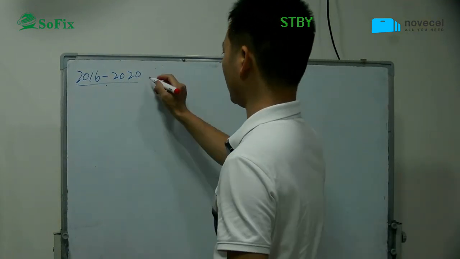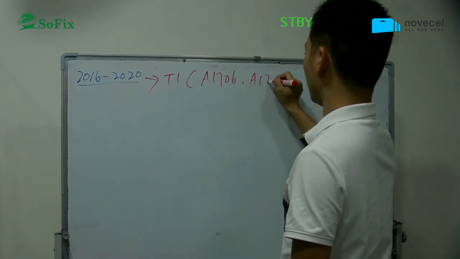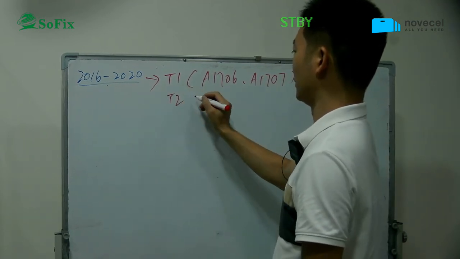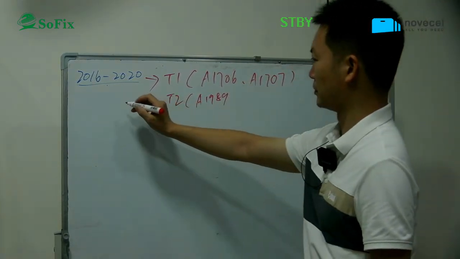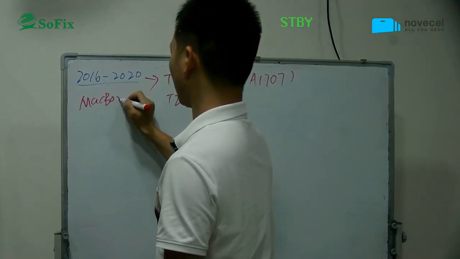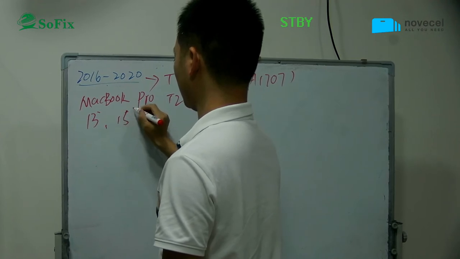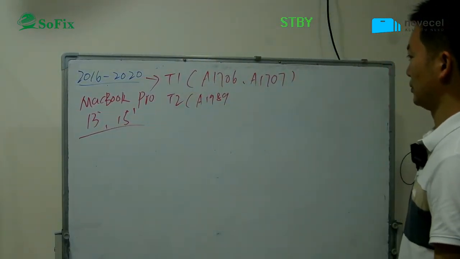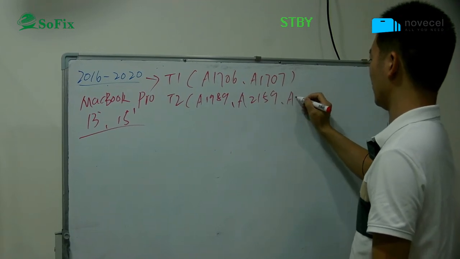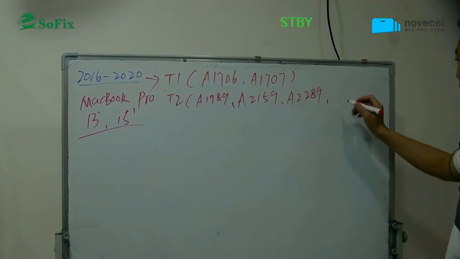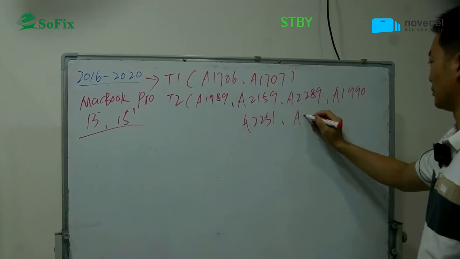2016, 2020. The T1 models are A1706 and A1707. The T2 is A1989. I only write the MacBook Pro, because all of them are MacBook Pro, the common case, with no display. MacBook Pro 13-inch and 15-inch. T2 models: A1989, A2159, A2289, A1990, and A2251 and A2141.